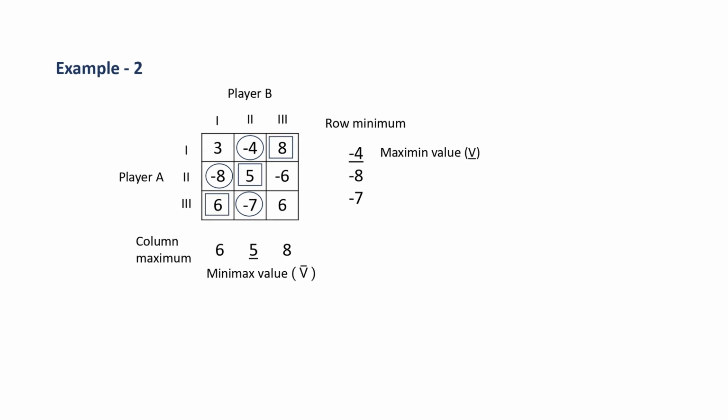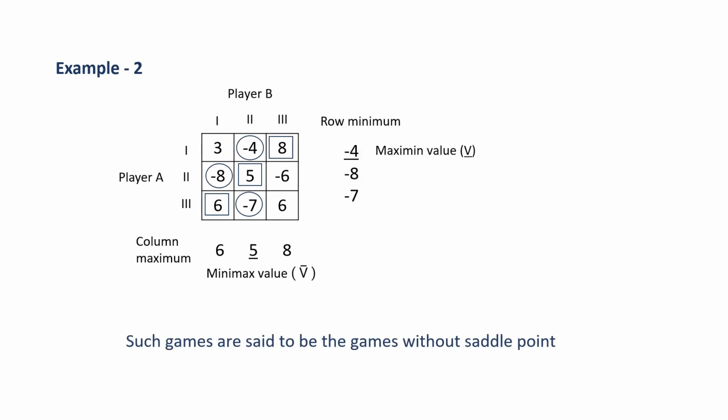Second, we will be checking the maximum value in the column. The first column is 6, second column is -5, third column is -8. So the minimax value of these columns is 5. So the minimax value is 5 and maximin value is -4. Both the values are not the same, so there is no saddle point in the matrix. Because of no saddle point, we cannot find the optimal solution of the matrix. Therefore, such games are said to be games without saddle point.